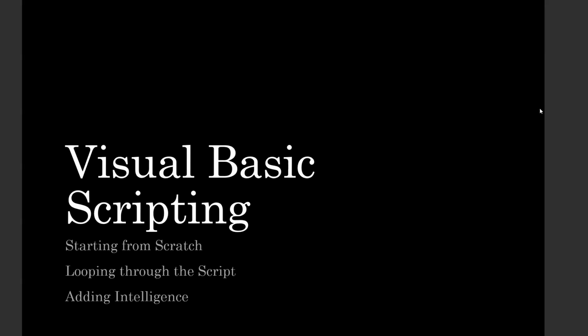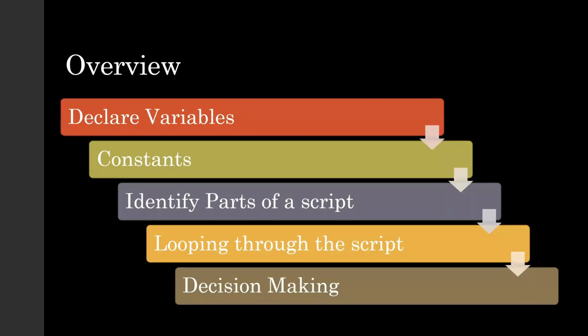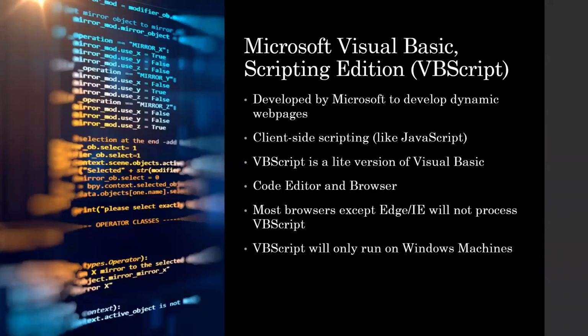Hello and welcome to our first video on VB scripting, and we're going to cover three different topics today. So starting, looping through the script, and then adding intelligence to our script. But first, let's take a look at everything. We're going to look at declaring variables and constants, identifying parts of a script, looping through the script, and finally decision making. A little background or history on VBScript.